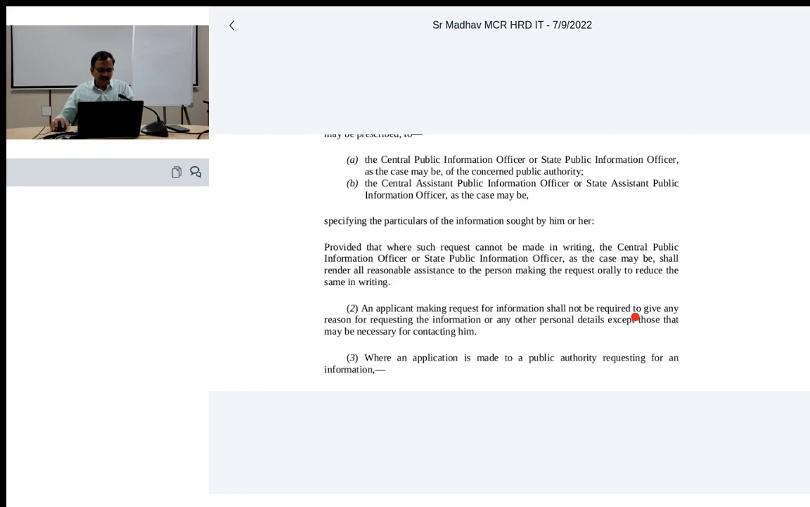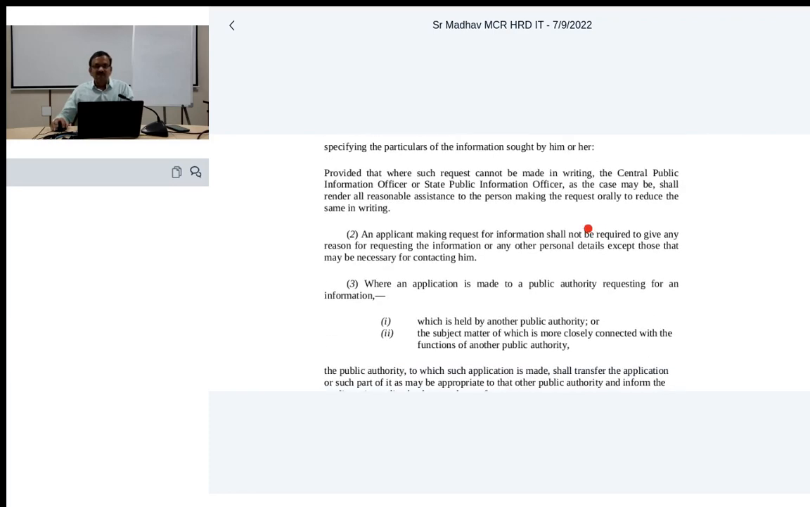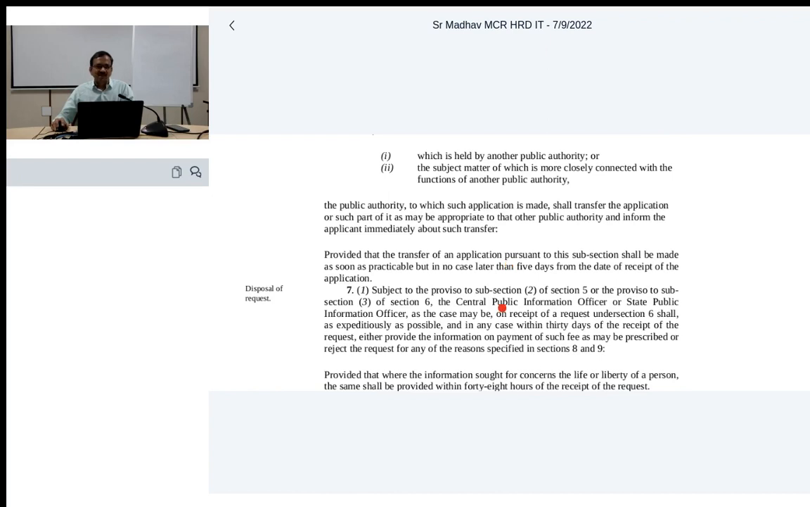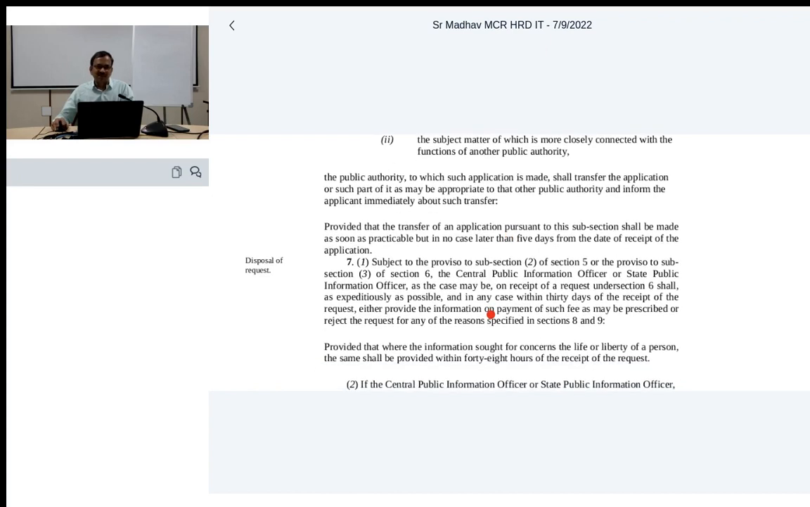Next, we will discuss the disposal of the request. Section 7.1 deals with the disposal of request. This is the most important discussion as far as the public information officer is concerned. The role and responsibilities, the main obligation of the public authority or the main obligation of the PIO is this: to dispose of a request.